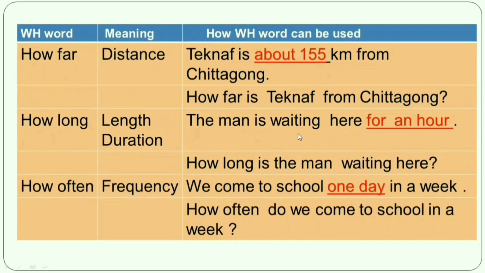The man is waiting here for an hour. Look at the underlined word for an hour. It indicates the time, okay? Length of the time, duration. So WH word will be how long. Here you can see how long. And is there an auxiliary verb? Yes, is. So right here is, and the subject, the man, and the main verb of the sentence, waiting here. So how long is the man waiting here? And question mark will be given.